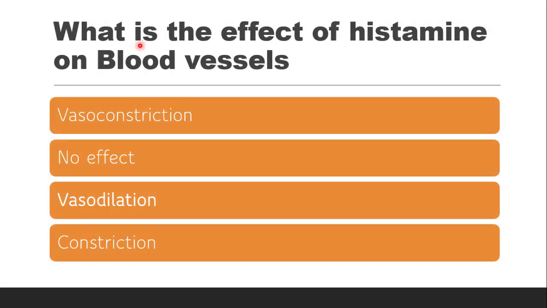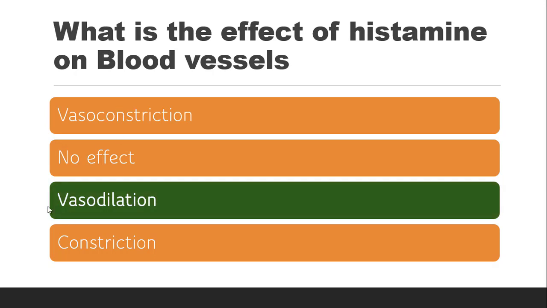Next question is what is the effect of histamine on blood vessels? Whether histamine causes vasoconstriction, whether it is not having any effect on the blood vessel, whether it is responsible for causing vasodilation, vessels dilation, whether it is responsible for causing only constriction. The correct answer is histamine is having a vasodilatory action on the blood vessels.